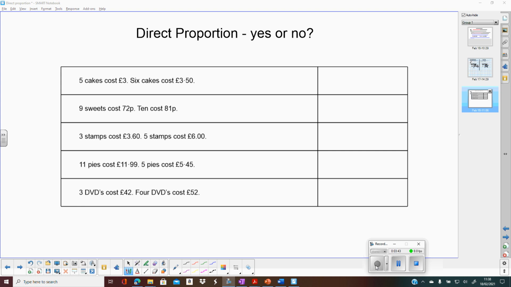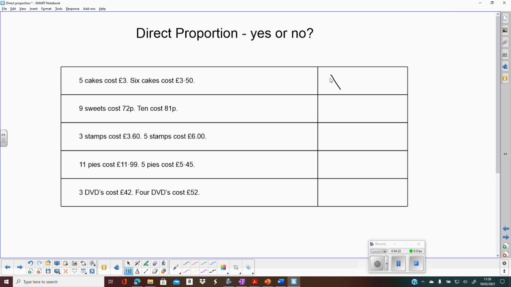If we do the first one together, we have 5 cakes that cost £3, and this is suggesting that 6 cakes cost £3.50. So again, like we did in the proportion table, we can divide £3 by 5 to get the cost of one cake, which means that one cake would cost 60 pence. Therefore, 6 cakes would cost £3.60 if we multiplied that 60 pence by 6. So this first one is not in direct proportion. I'll just put a cross in that box.